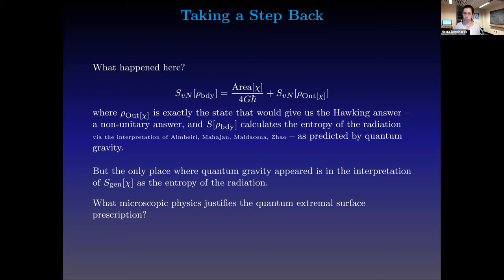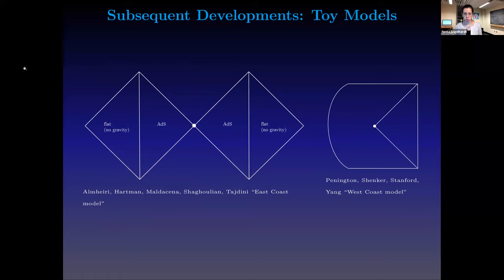So this was tackled by two groups, two papers that appeared at the same time. This appears to be a bit of a theme in recent developments. The so-called East Coast and West Coast models were essentially toy models for trying to give a derivation of this result, in particular of the entropy of the Hawking radiation, of the unitarity that is given by the quantum extremal surface or so-called quantum extremal island prescription.